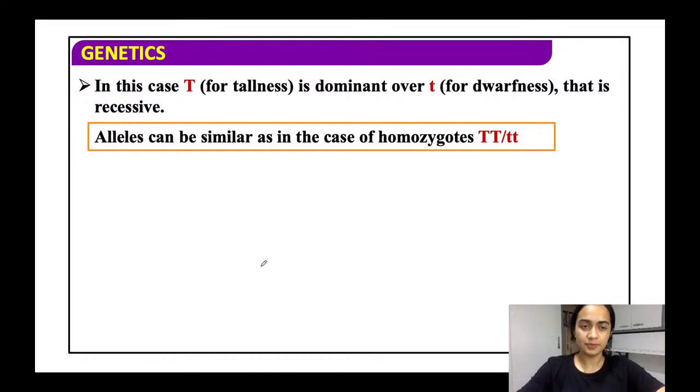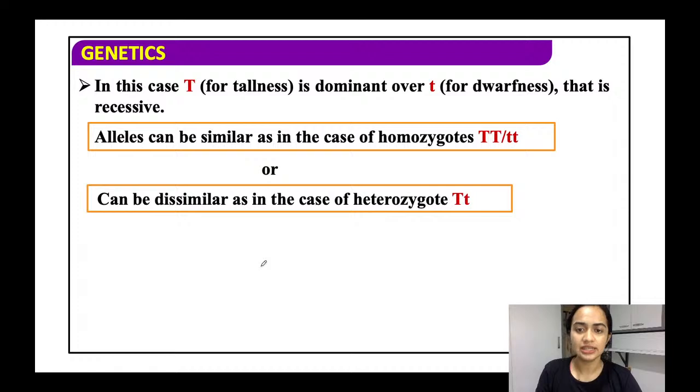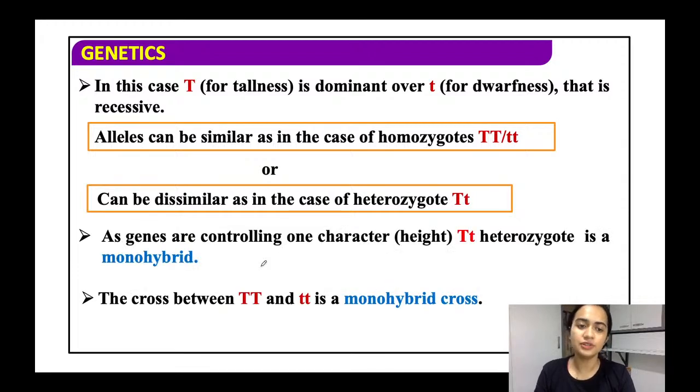Now, what happens in this case? The tallness is dominant or the dwarfness? And alleles can be similar in the case of homozygotes, and dissimilar in the case of heterozygotes. And as genes are controlling one character, that is the height, the capital T and the small t, that is the heterozygote, is the monohybrid. All right. And the cross between these will be termed a monohybrid cross.